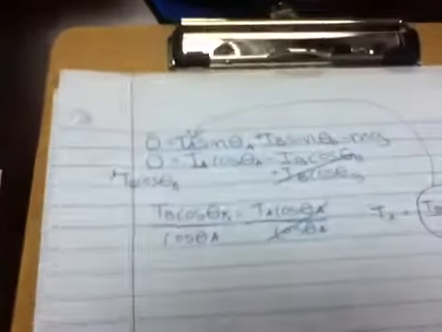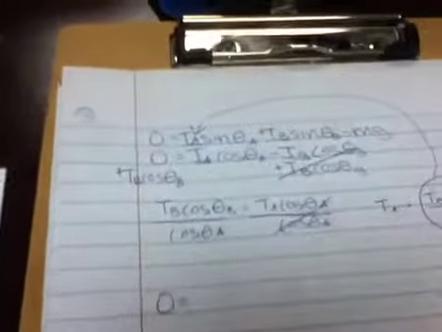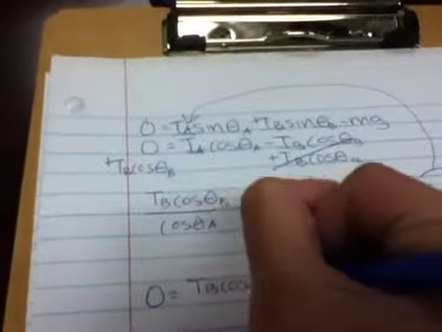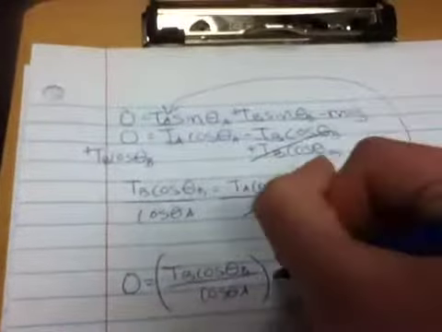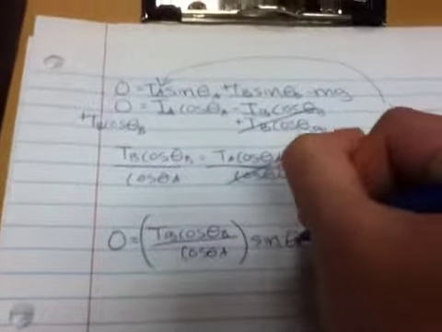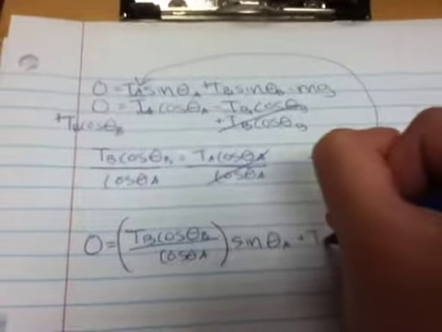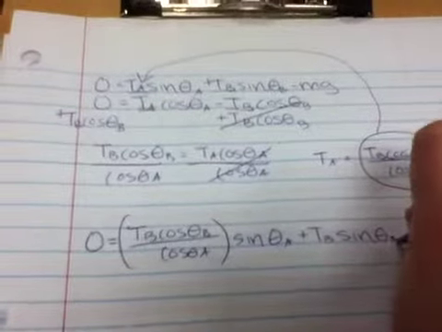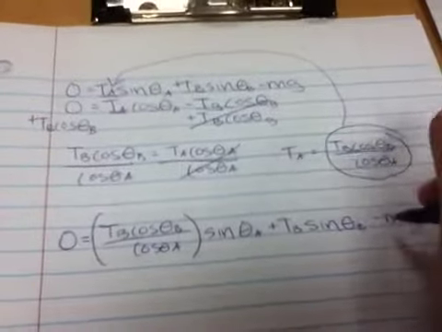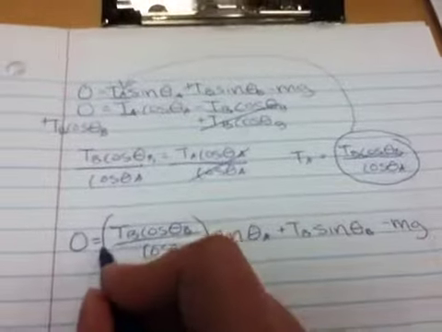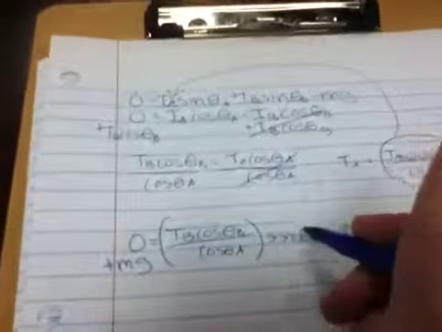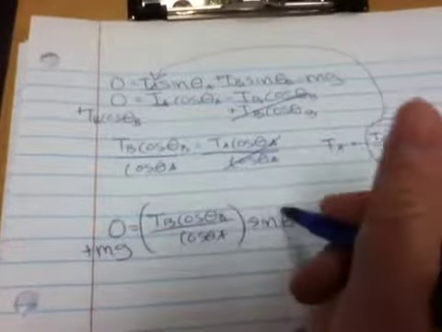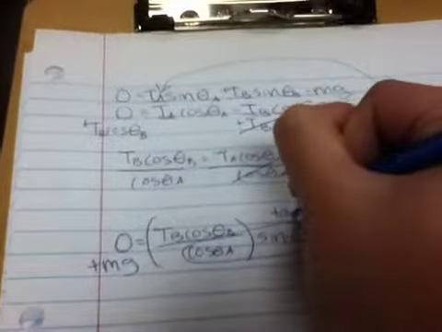Now we need to plug all of this in for our T of A over here. So we're going to say 0 equals our TB cosine theta B all over cosine theta A, all multiplied by that sine theta A plus our TB sine theta B minus our mg. And because that equals 0 and we're looking for T of B, we can just go ahead and add our mg to both sides. And then also we see that we've got sine of theta A all over cosine theta A, and this ends up equaling tangent theta A.